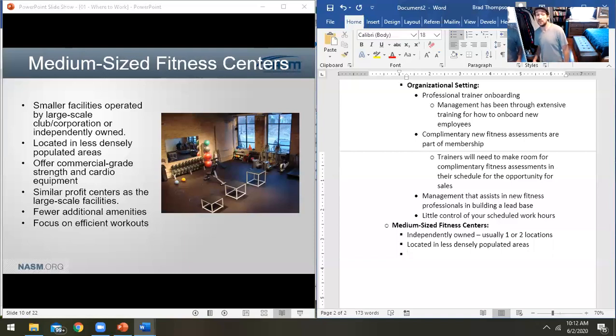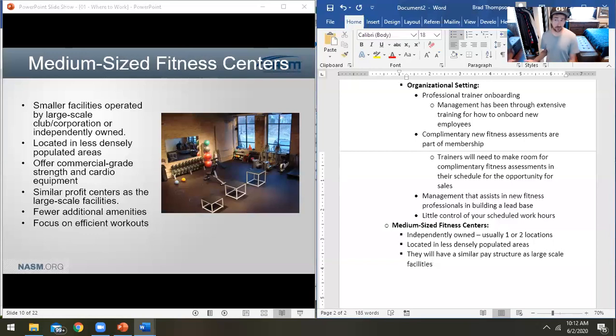They will offer the same equipment. I'm not going to put that up here, but they do offer the same commercial grade strength equipment. You're going to see all the normal good stuff in there. They're going to run themselves fairly similarly to large scale gyms. They will have a similar pay structure as large scale facilities.